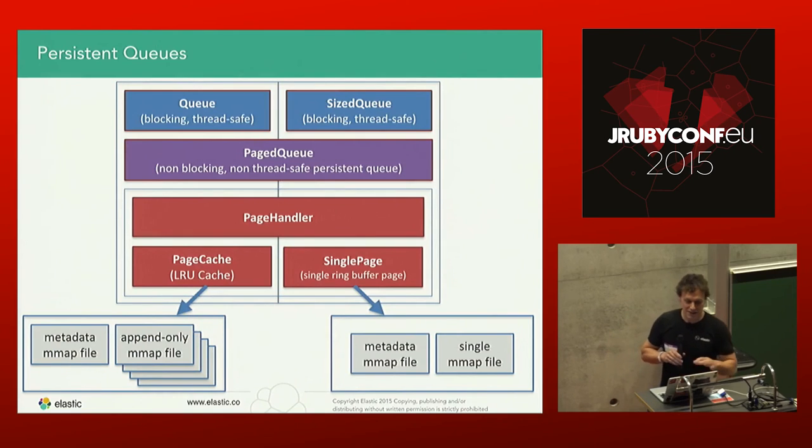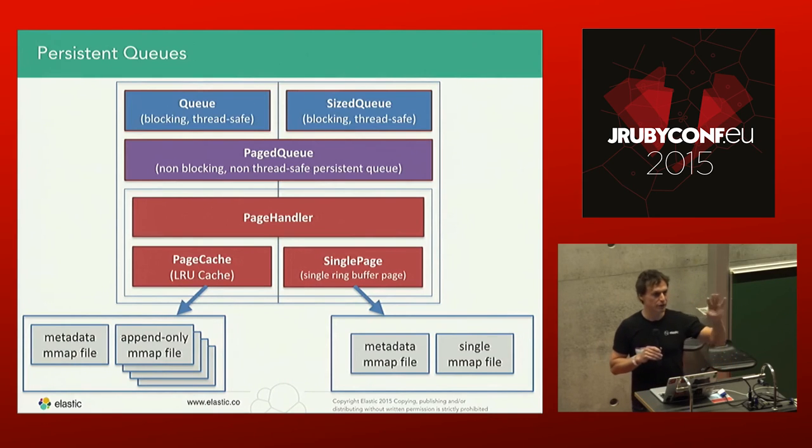This is a schema of the persistent queues implementation. There are two implementations: a standard queue, with the same API as the thread queue, and a size queue, which are blocking and thread-safe implementations. They rely on the page handlers and the page queue implementation. Page queue is simply a non-blocking, non-thread-safe base queuing implementation that uses the page handler to do the mmapping, creating the pages and storing the metadata and so on. Those page handlers can have different strategies, and there are two strategies. One is called the page cache, which caches the last used pages, because typically you have two active pages when you're doing queuing.